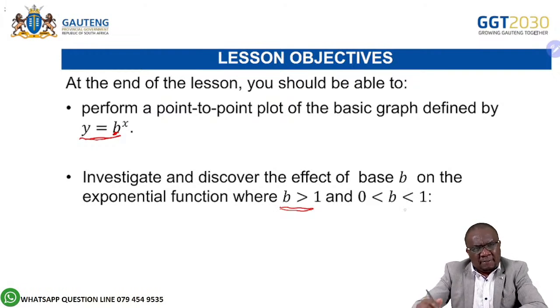Is it possible to have a base that is 1 and have an exponential growth? It is not possible. If the base is 1, remember 1 to the power anything is 1. So if the base is 1, then you're getting a horizontal line. It won't be exponential, okay? So the base must be greater than 1 or between 0 and 1, not 1, okay?